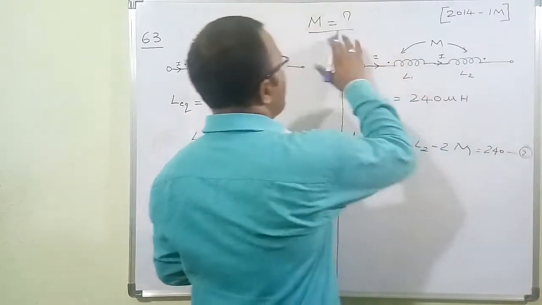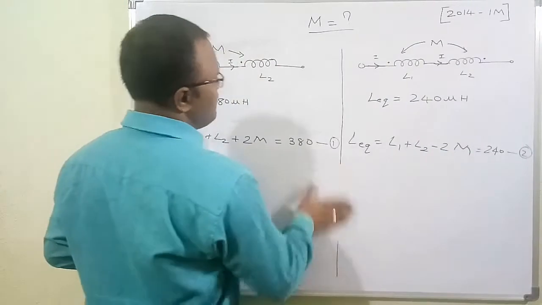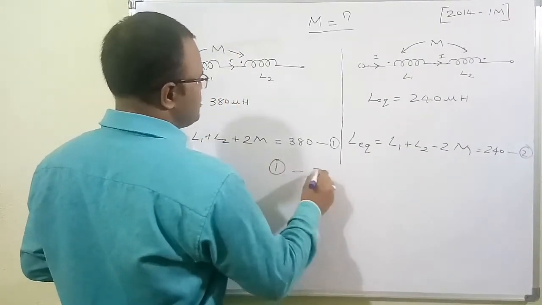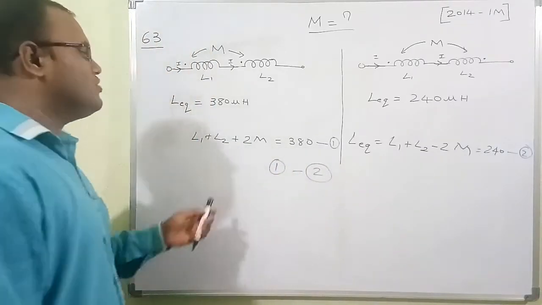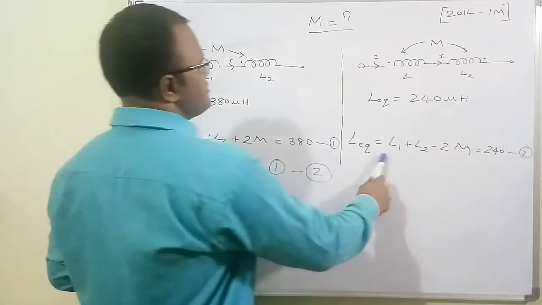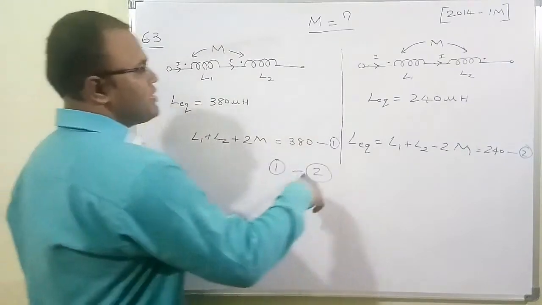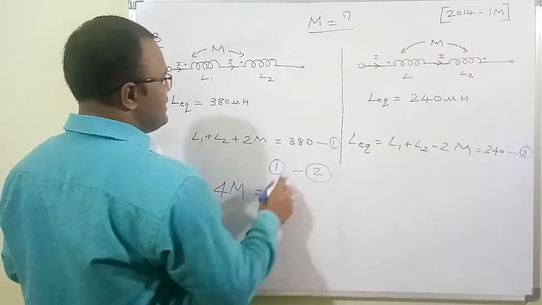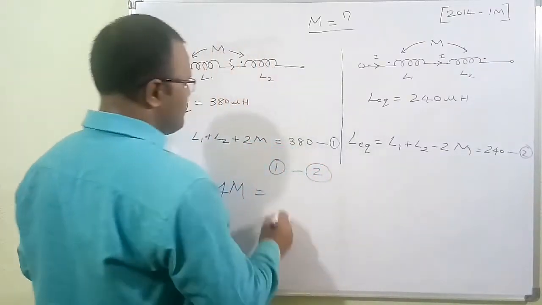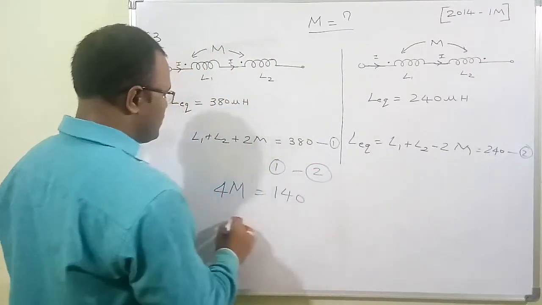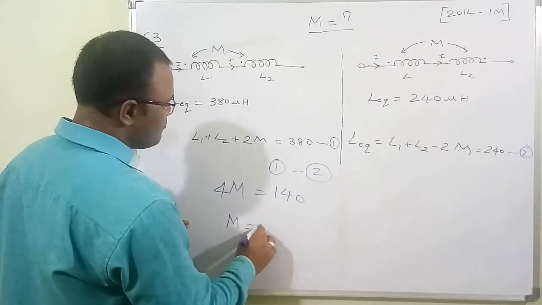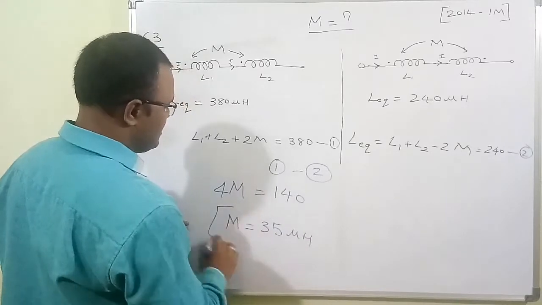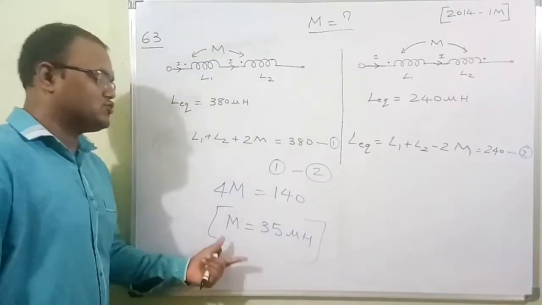We need to figure out the value of M. We can easily do this by doing operation 1 minus 2. L1 plus L2 and L1 plus L2 will get cancelled. 2M minus minus 2M will become 4M. So 4M is equal to 380 minus 240, which is 140. Therefore M is equal to 35 microhenry. This is our required solution of this problem.